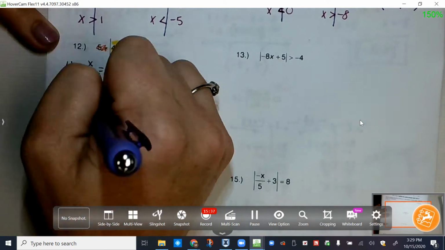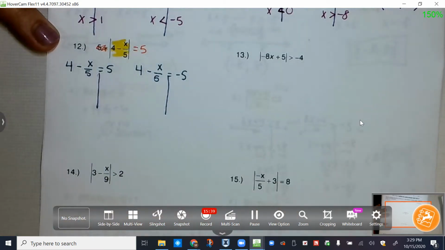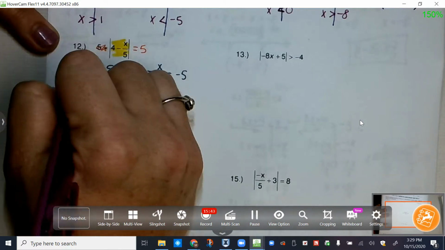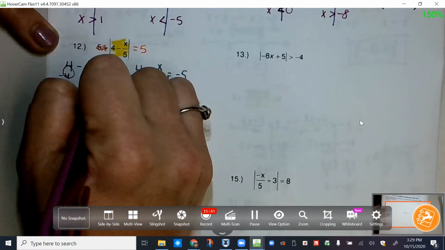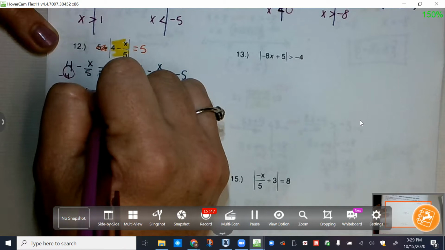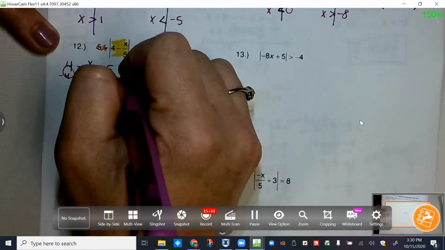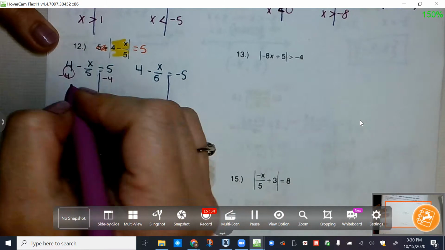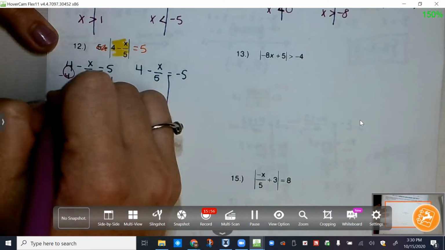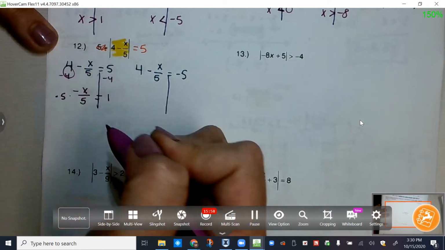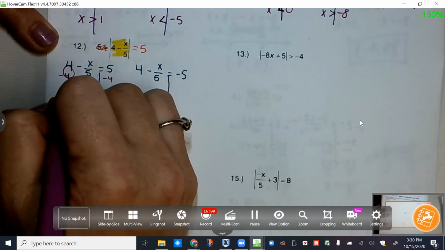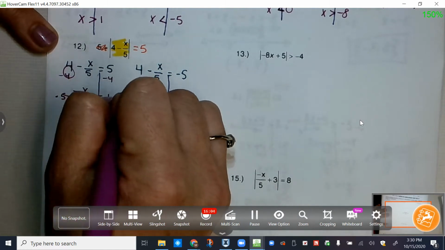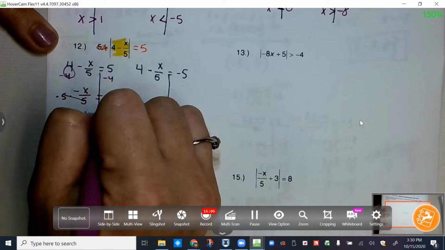These are equal signs, so no graphing. So we're going to subtract 4 from both sides. Get -x over 5 equals 1. Now to get rid of the negative and the 5, we're going to multiply by -5, because two negatives make a positive, and it cancels the 5. So this is times -5, so we get x equals -5.